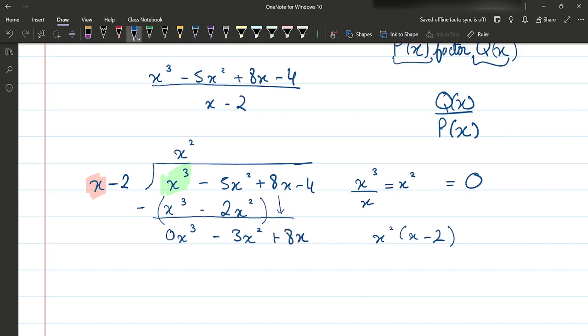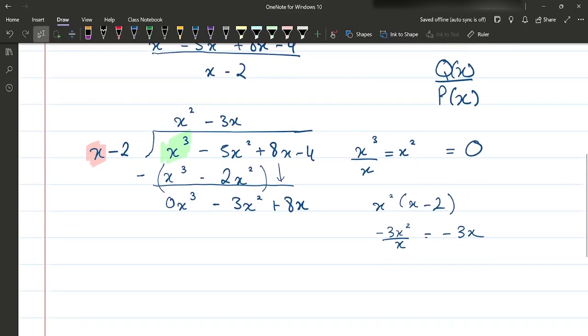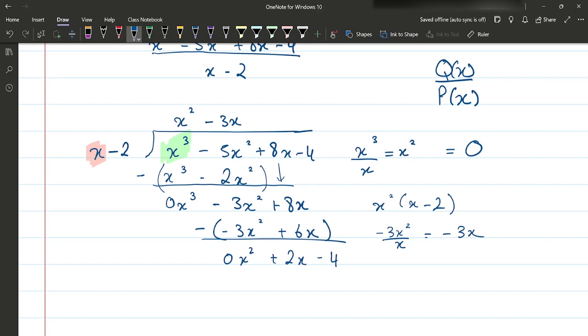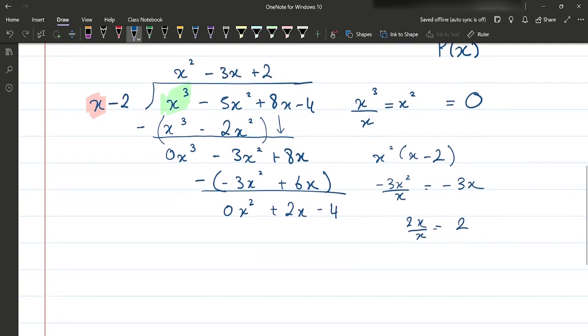Then you repeat the same process essentially. So you have minus 3x squared divided by x, that'll give you minus 3x. Put minus 3x up there, you multiply minus 3x by everything here, so that will give you minus 3x squared plus 6x. Then you subtract again, this will give you 0x squared. So 8 minus 6 is plus 2x, then you bring minus 4 down. You repeat the process, 2x over x gives you 2, you put plus 2, so minus 2x minus 4.